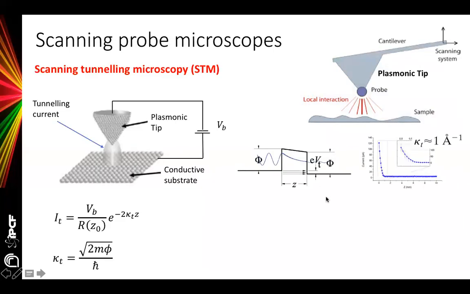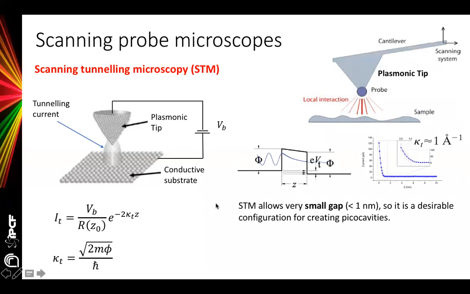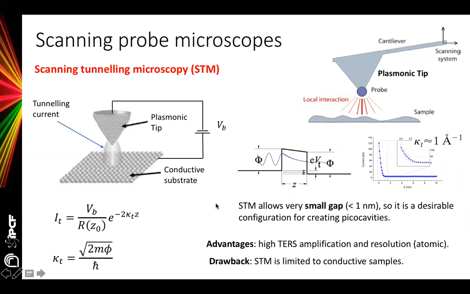One of the most used scanning probe microscopes is the STM, where the local interaction is the tunneling current flowing between the tip and the sample, when a bias voltage is applied between them. STM allows very small gaps, lower than 1 nanometer, so it is a desirable configuration for a gap mode, for example, and to create pico cavities for atomic resolution. However, the strong limitation of this configuration is that STM is limited only to conductive samples.